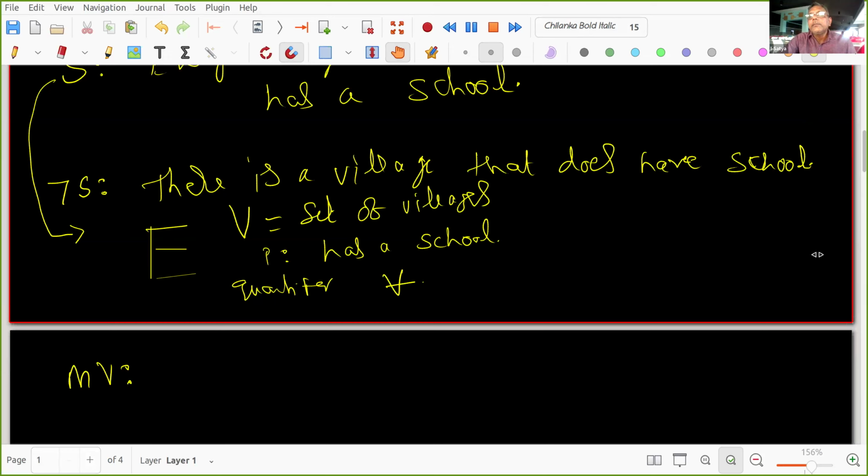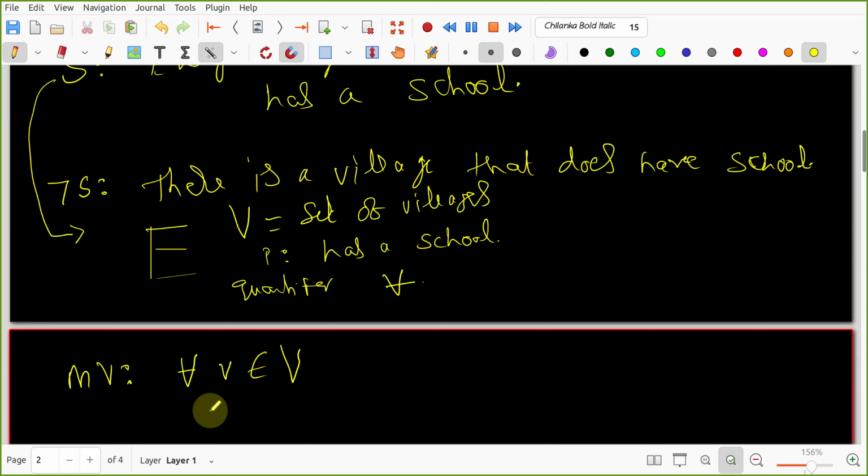Room number 3. Jaslene, go ahead. Small v is the village, then we write for all small v belongs to capital V. But how do you read it? Better to read it as given any village in V.